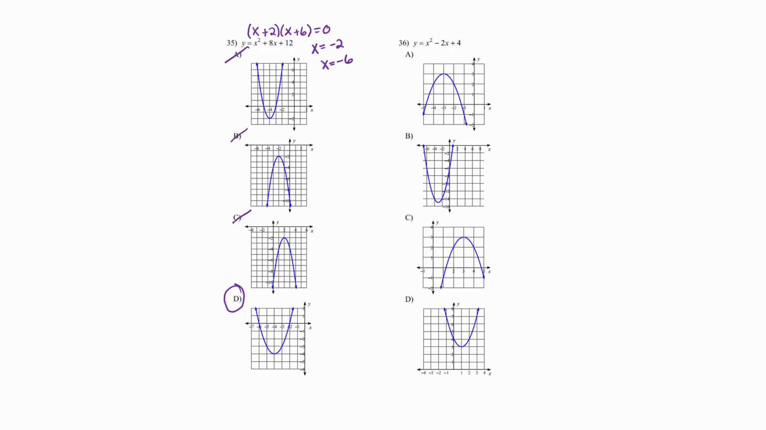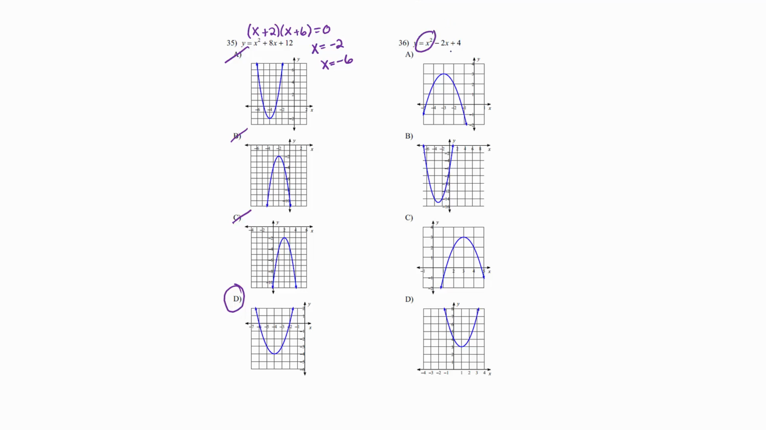Not all of them factor though, like 36 doesn't factor. There's nothing that multiplies to get 4 that adds to get -2. Although that actually suggests to us, no, it actually doesn't help us out at all because none of these go through even points. So if any of these went through like a normal set of points, like -2, -4 or something, we'd know it couldn't be that because we know we can't factor.